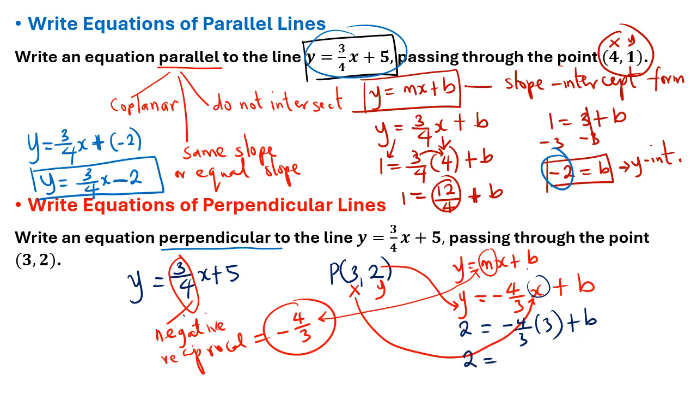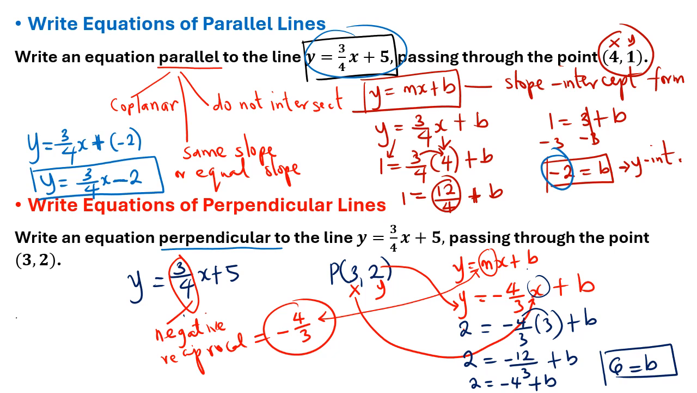So 2 equal to negative 4 times 3 is going to be negative 12. We're going to divide all of that by 3 and plus b. Now, negative 12 divided by 3 will be negative 4. So that means you're having 2 equals negative 4 plus b. And if we add 4 to both sides of this equation, you add 4 to the left and add 4 to the right, this is going to give you 6 is equal to b. So that means the y-intercept of this new equation that we're about to write will be 6.